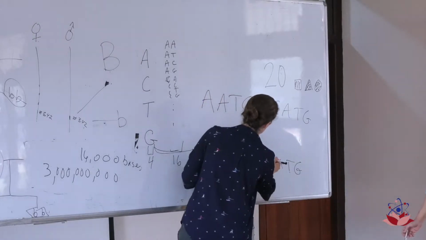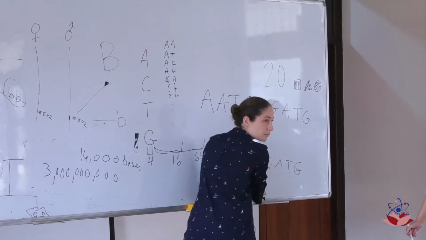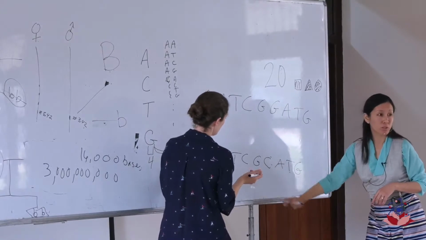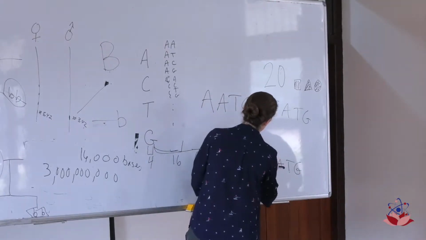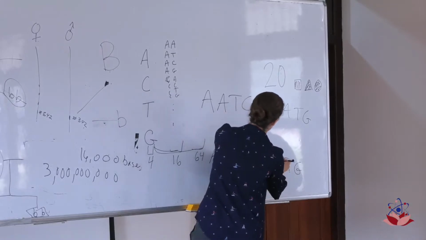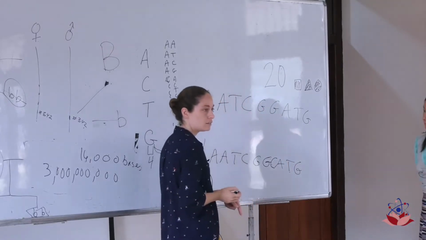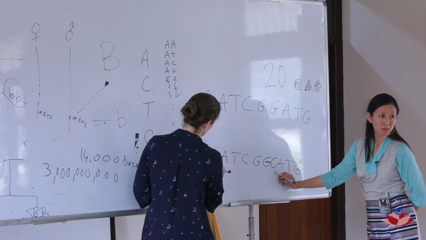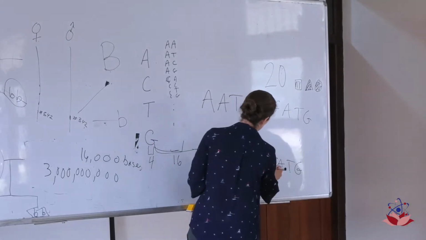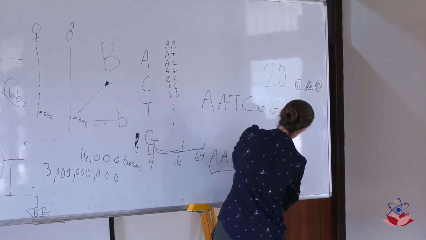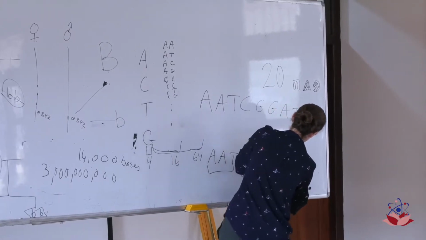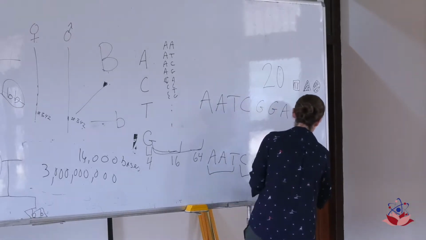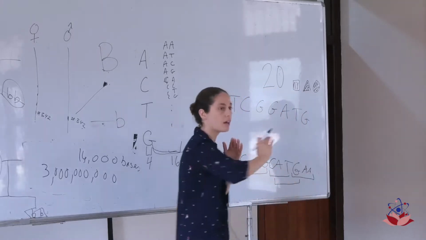Right, so changing this to a C only changed this one amino acid. But if my mutation, instead of changing a base to a C, adds a C, I read this normally, but now I have an extra base, so I should be reading these, but I'm reading these. I've been shifted over, and I will continue to be shifted for the whole rest of the gene, so everything after will be wrong.